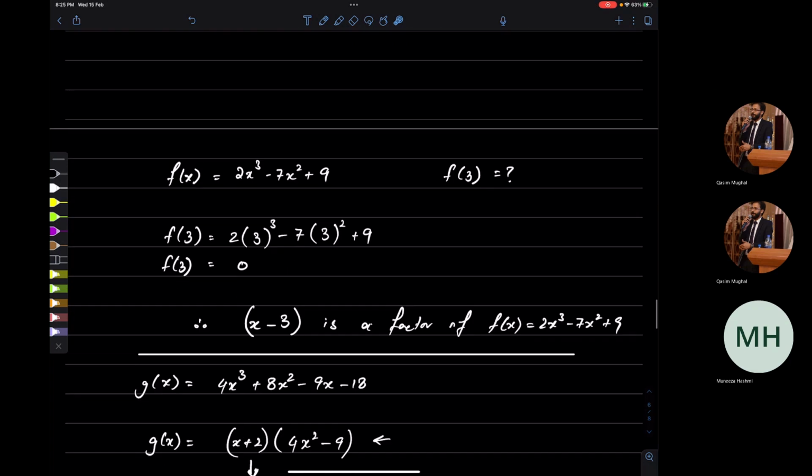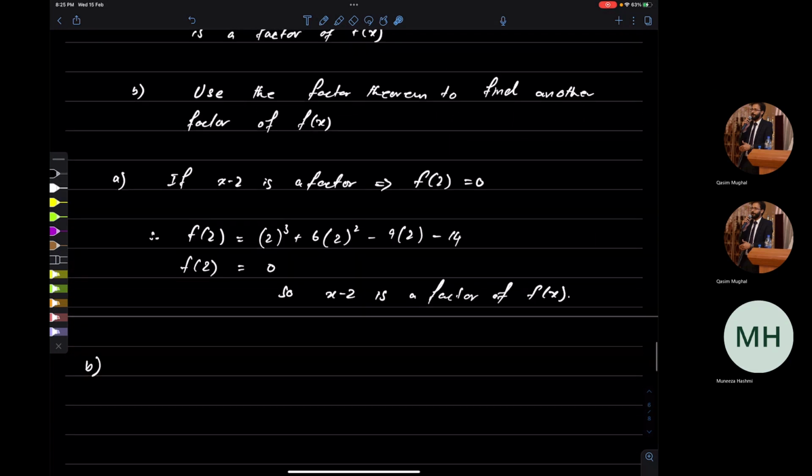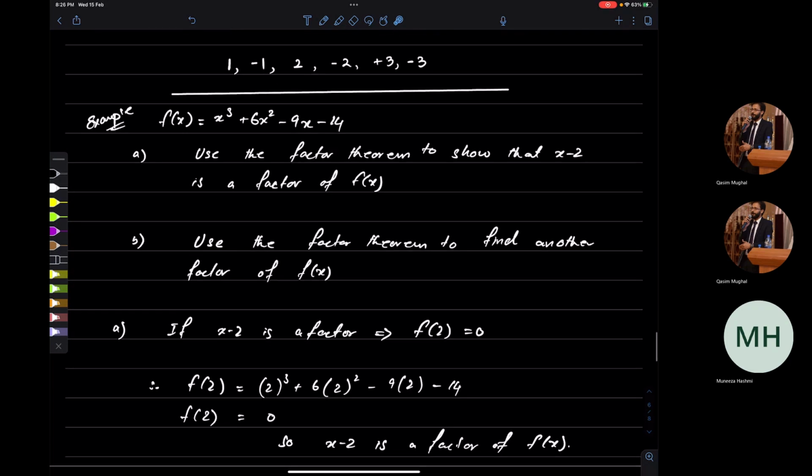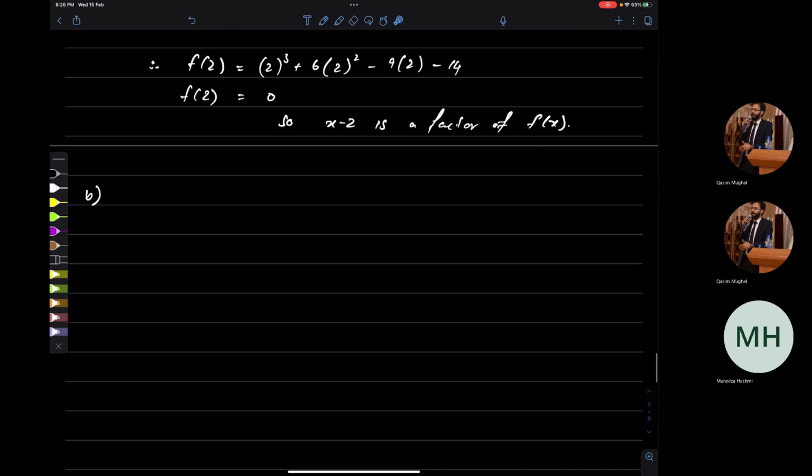In the examples we've done up here, I gave you a number 3 to plug into the function. That number was given to you by me. So when you plugged it in and worked it out and saw that it is actually giving you 0, then you change the sign, put it with the x. That means that x minus 3 is a factor of this. Over here, the examiner hasn't given us any number to plug into the function. Now we need to find that out on our own.